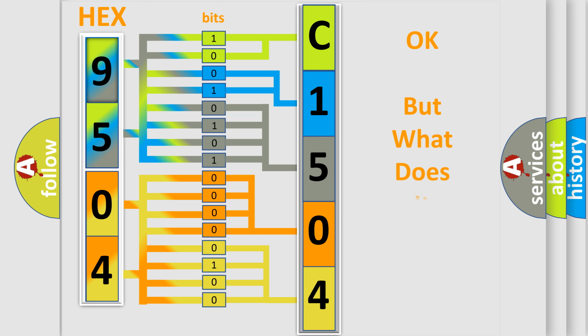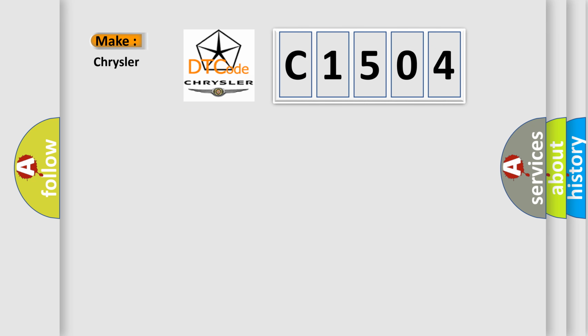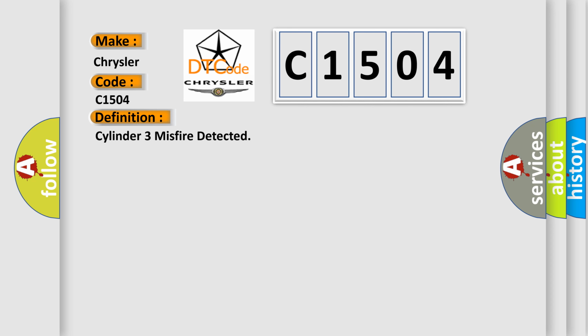The number itself does not make sense to us if we cannot assign information to what it actually expresses. So, what does the Diagnostic Trouble Code C1504 interpret specifically for Chrysler car manufacturers? The basic definition is cylinder 3 misfire detected.